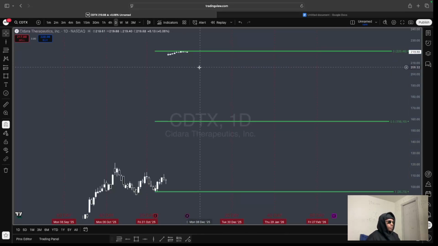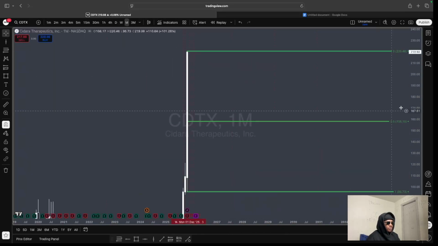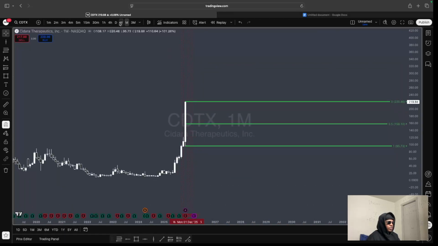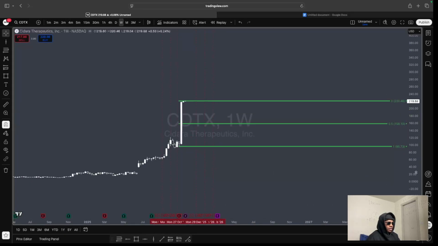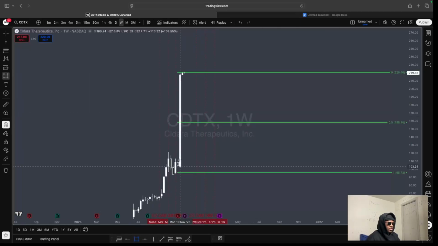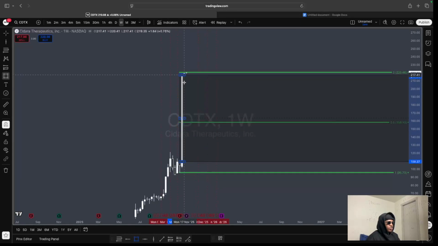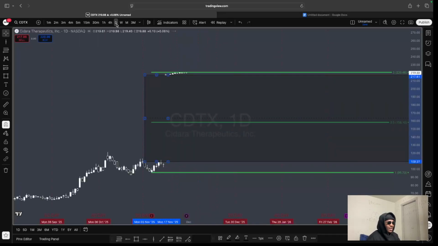Now I'm going to the monthly chart. We got a huge move up. Weekly, I think we got a weekly volume. Look at this. We got from here to here a huge buy side bounce, sell side efficiency from 109 to 217. This thing gapped up like 100 plus. Hold on, 109 to 217, I think that's a $107 move, bro. This is huge.